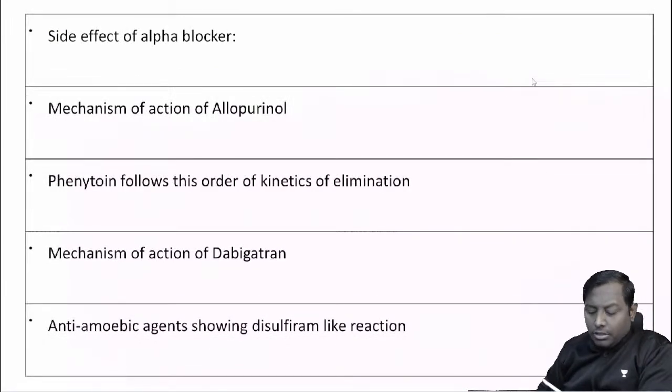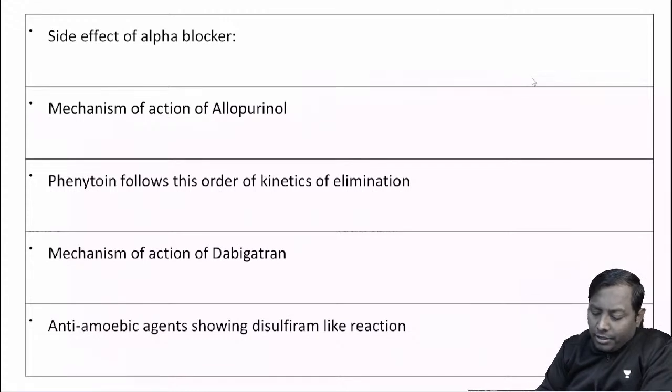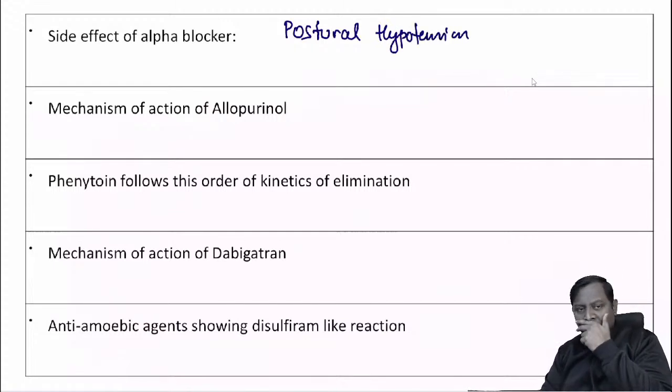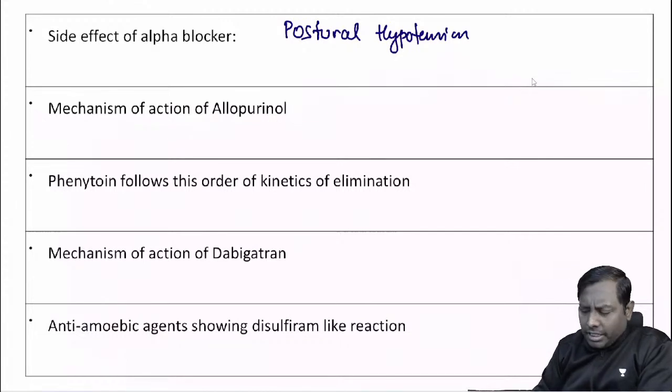Side effects of alpha blockers. Since I am discussing alpha blockers, they can definitely cause postural hypotension. That is one important side effect. What is the other side effect? Apart from causing postural hypotension, what kind of other side effects can they cause?